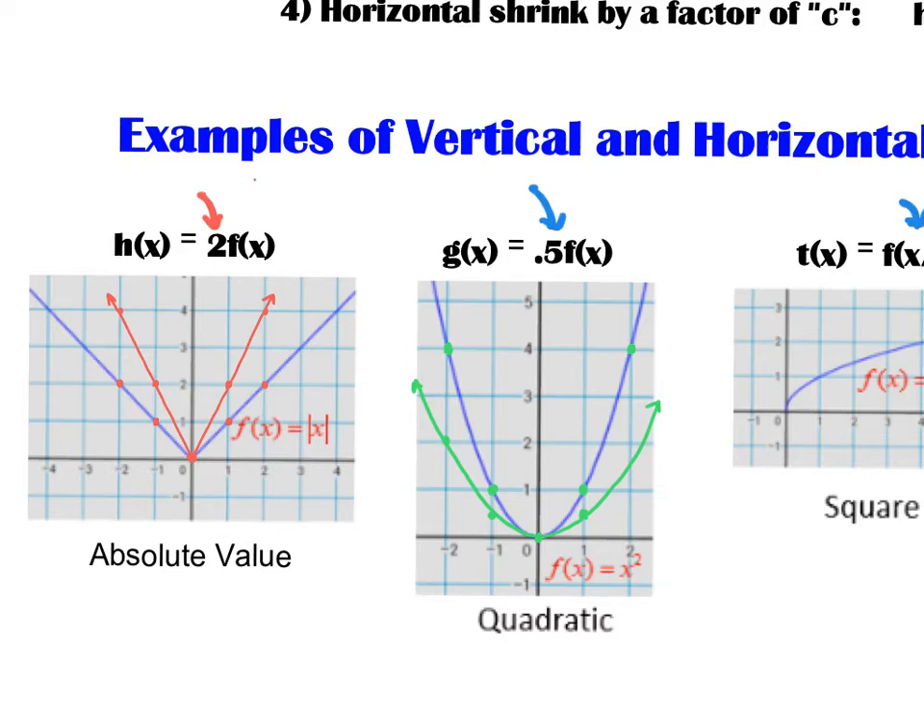Now let's define h of x. H of x here would be 2 absolute value of x. That's what it would look like without f of x's actual notation involved. Likewise, g of x would equal 1/2 of x squared, or x squared over 2. Awesome. So the green graph would be g of x, which is x squared over 2. The red graph would be 2 times the absolute value of x, which is h of x.